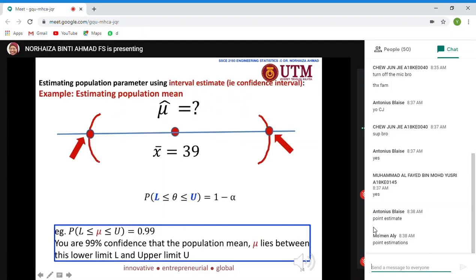Okay. So our aim here, in order to construct this interval, is to get the value of the lower boundary and upper boundary. Because when we do that, then we will get a confidence interval. So for example, if you say that mu lies between a figure, for example, 3 and 5, and it equals 0.99, this means that we are 99% confident that the population mean mu lies between this lower limit and upper limit.